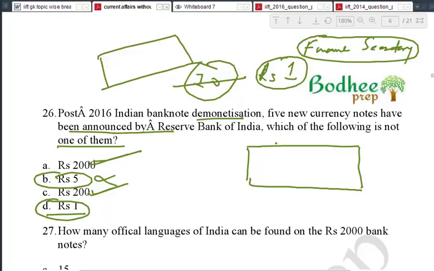This was there since a long time. Even when the note was not in circulation, even before that, there must have been someone who is the finance secretary.